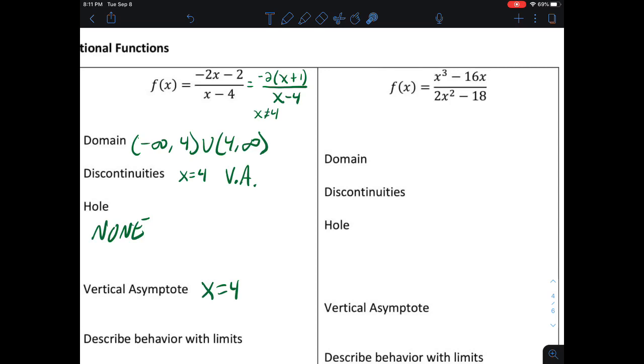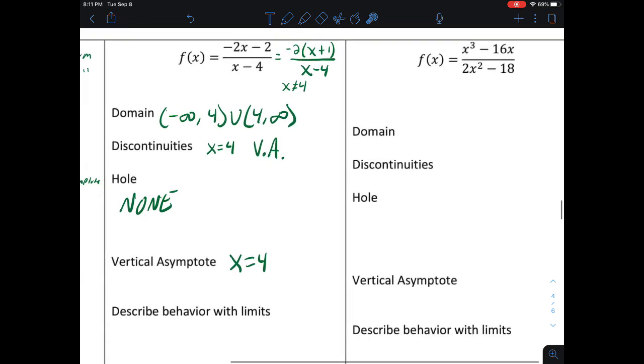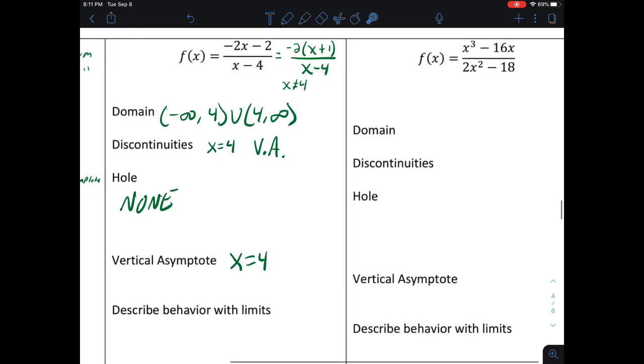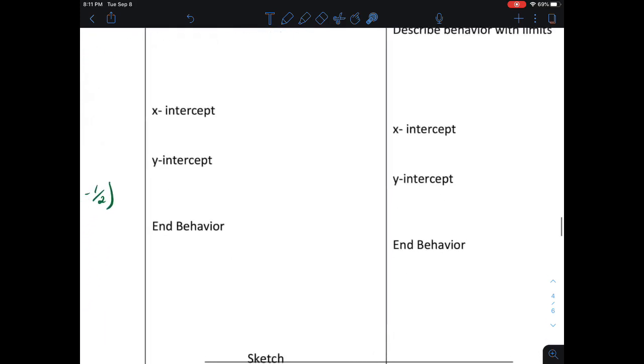So the x-intercept is what makes the top equal 0 and only the top. Well, I have this factor x plus 1 up here, which means that if I put negative 1 in for x, it would zero out my numerator and leave my denominator with negative 5. 0 divided by negative 5 is 0. So my x-intercept is negative 1. So my x-intercept is at negative 1, 0.